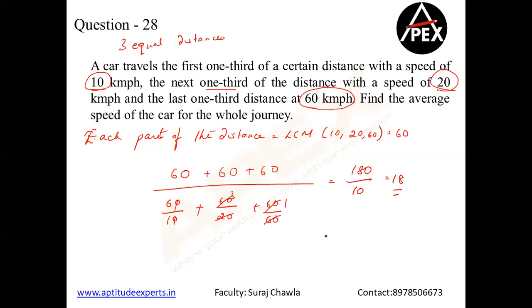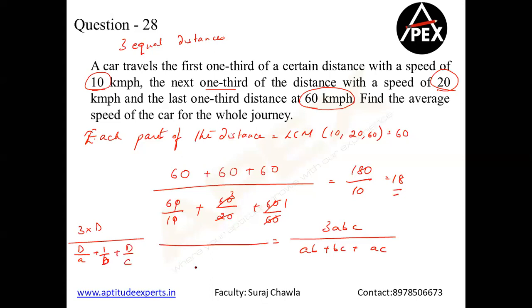Clear? If you want the formula, then the formula goes like this: 3ABC by AB plus BC plus AC. I don't think so. We need to derive this. So I get 3 into D divided by D by A plus D by B plus D by C. If you expand, you get this only. D will get cancelled. 1 by A plus 1 by B plus 1 by C is going to be nothing but AB, BC, CA by ABC.